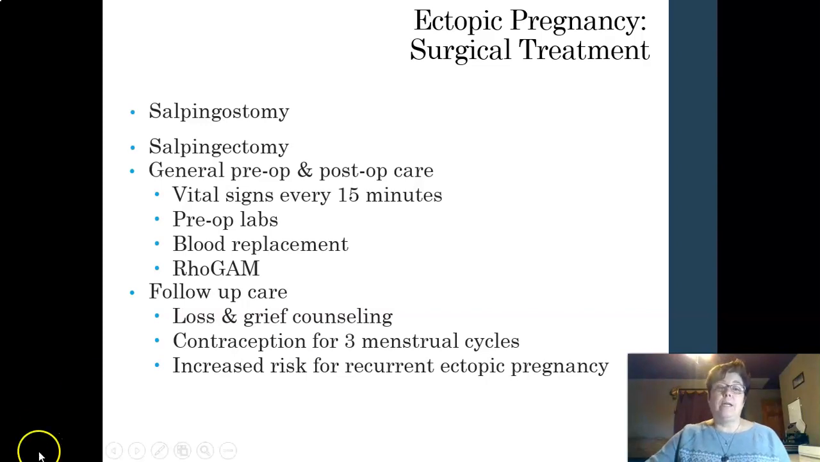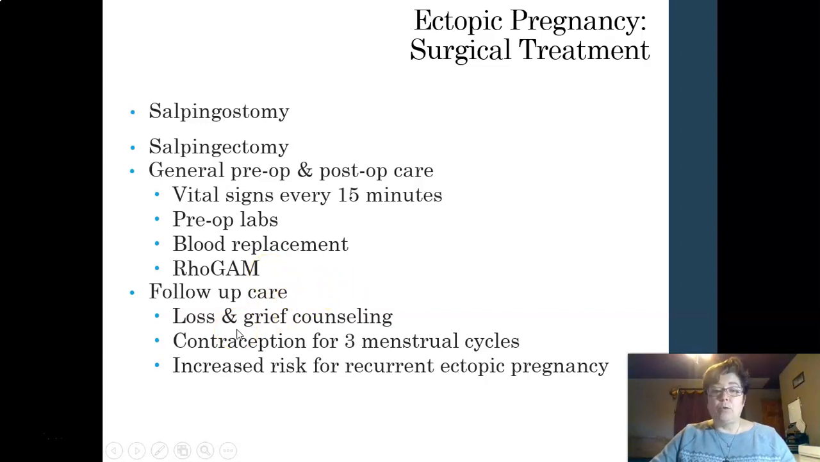Okay, so I said this is a laparoscopic surgical procedure, so just general pre-op, post-op care as you would for any surgical patient. Difference is if she's Rh negative, she should receive RhoGAM afterwards.